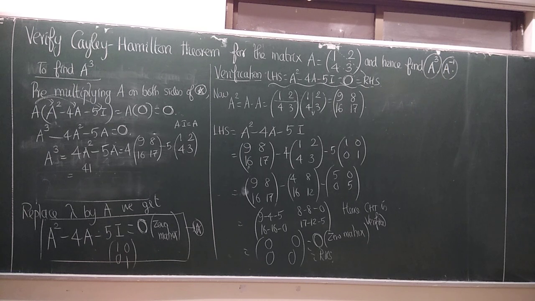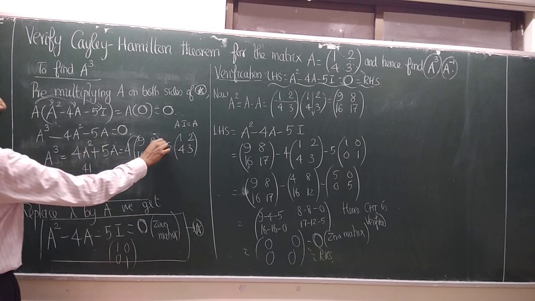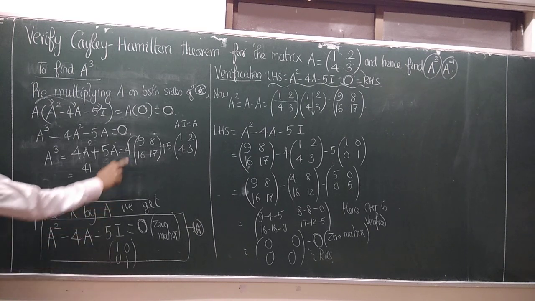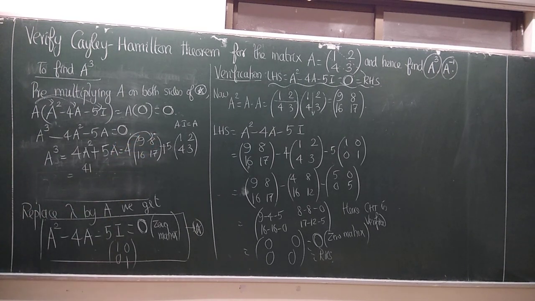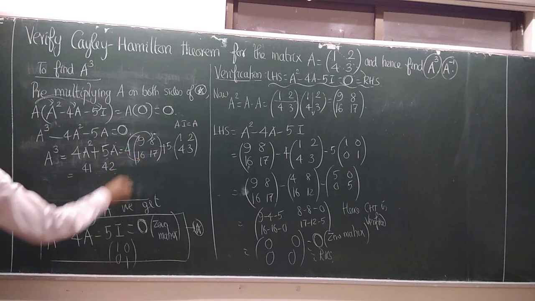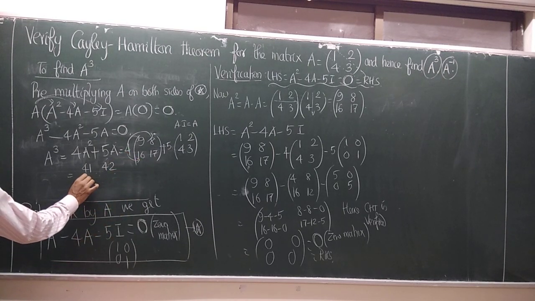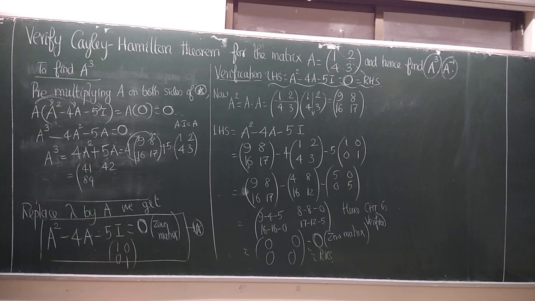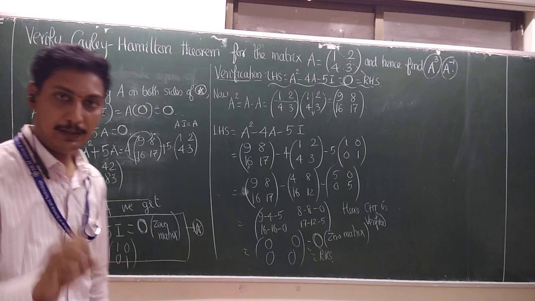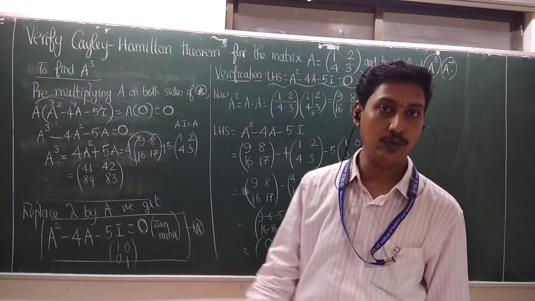A cube is equal to 4A squared, where A squared is 9, 8, 16, 17, minus 5 into 1, 2, 4, 3. So 4 nines are 36, and minus 5 ones is minus 5, so 36 minus 5 is 31. Then 4 eights are 32, and 32 minus 10 is 22. Then 4 into 16 is 64, and 64 minus 20 is 44. Finally, 4 into 17 minus 15 is 53. So we get A cube with minimum computation.